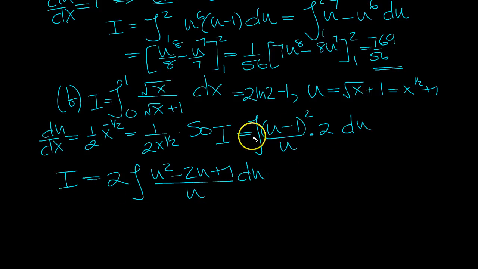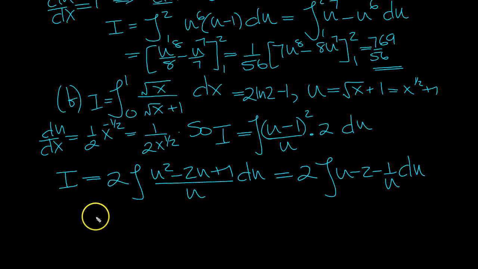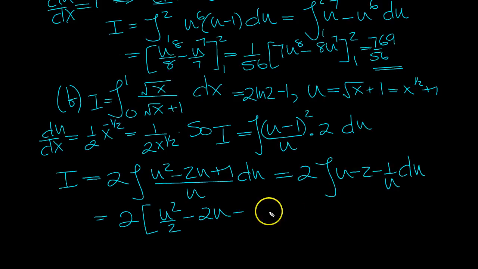There's 2 lots of, so I've put that at the front of the integral. Split this up. u squared over u is u, minus 2, minus 1 over u. So that will equal 2 lots of u squared over 2, raise the power by 1, divide by that number, minus 2u. The constant integrates to constant times u, minus the 1 over u integrates to ln of u. Now the bounds, well, this went from 0 to 1. Here's the substitution. When x is 0, u is 1.